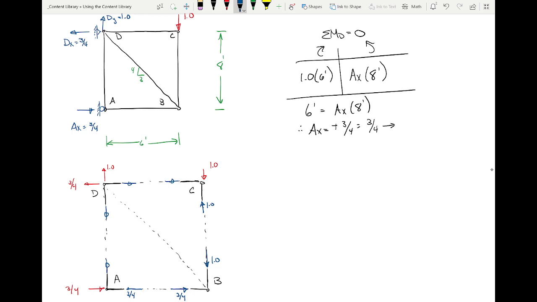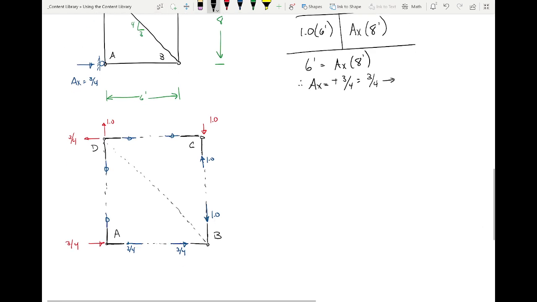Which joint should we analyze now? Maybe B? Isn't that what we did? We did A and C, then we did B, and then we looked at D at the very end. So let's see what we got going on here. We'll scroll down a bit so I'm not squished here.